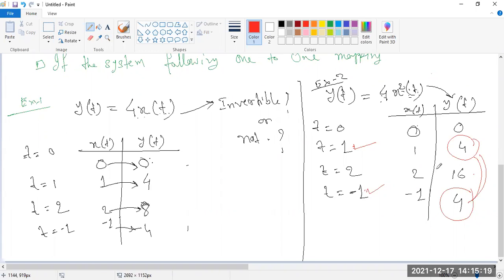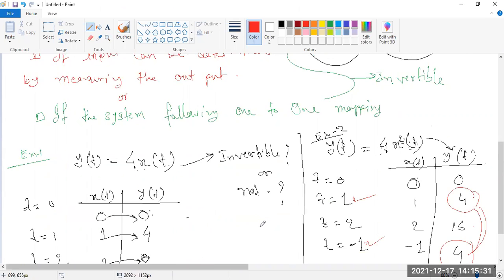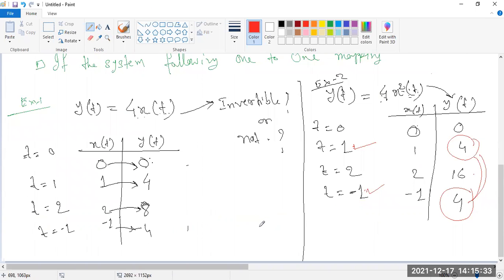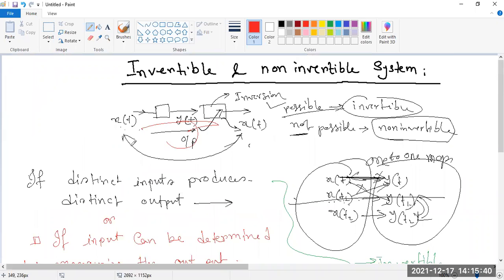Is that invertible or non-invertible? So, as per the conditions, these three conditions, you may see the distinct input. Sir, yes, please scroll a little bit upwards. Upward, sir, the figure. This statement. Which one? Yes, sir. This statement. Got it, sir.